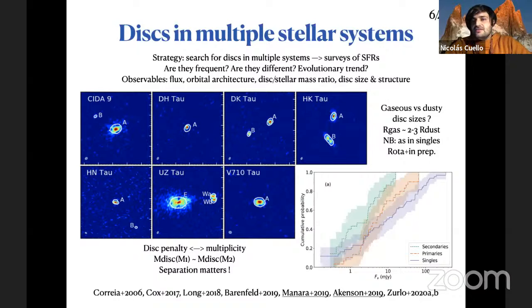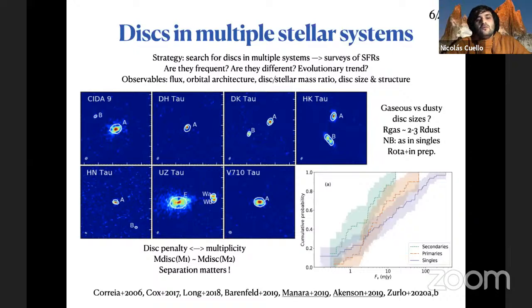And there is this very interesting result, an in-prep work by Alessia Rota, where they are basically comparing the radius of the gas and the radius of the dust. And you see that it's basically twice or 3 times larger in the gas compared to the dust. And this is really interesting because one would expect that tidal truncation would put that closer to 1, but instead we see something very close to what happens around single stars.